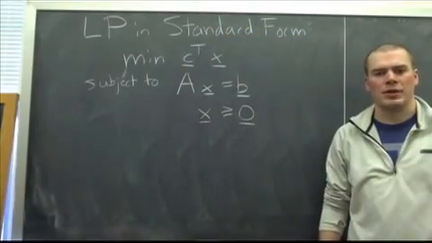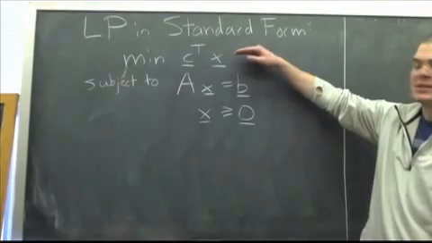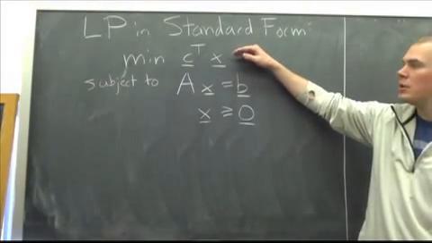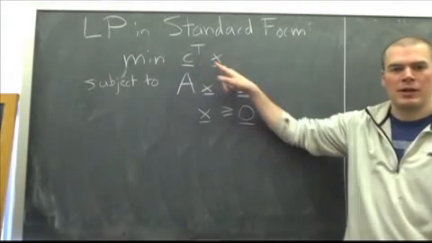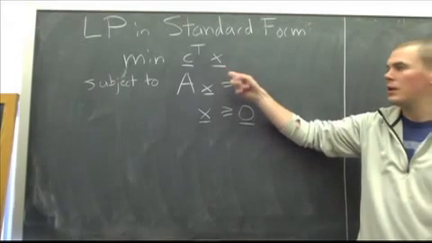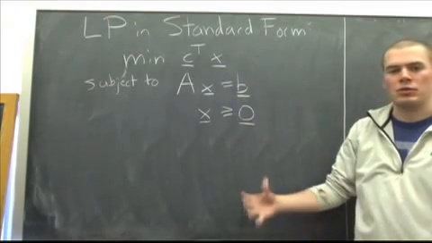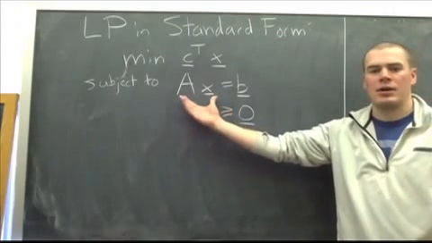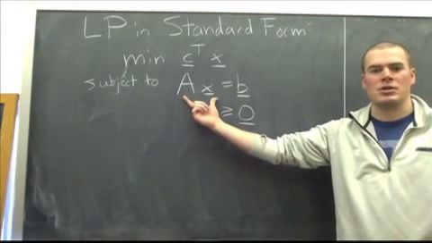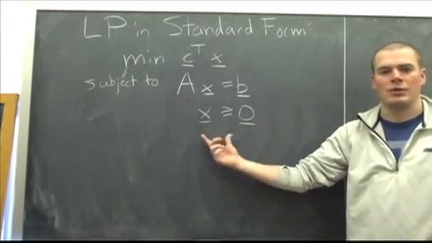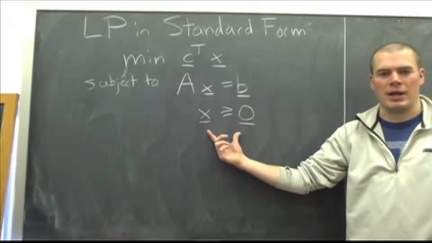The standard form of a linear program is given as a minimization of a cost function, where I take a vector and I dot product with another vector, and I say that the x's are my variables, but I want to restrict those variables such that they are a solution to the linear equation Ax equals b, and also all of the variables are non-negative.